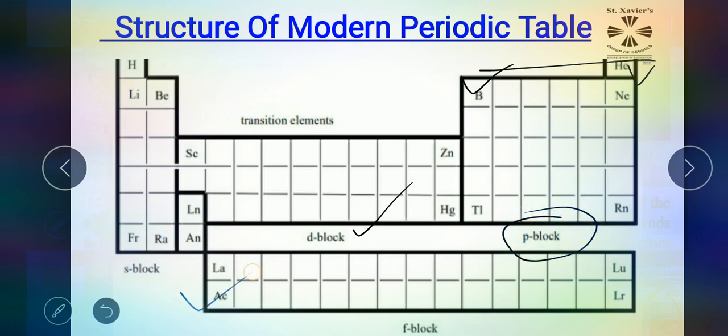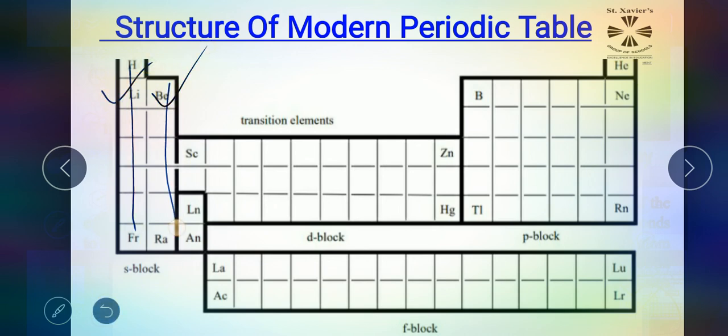And at the bottom of the modern periodic table you will see there are the lanthanide and actinide series, and they belong to the F block. I'll repeat, students. Here the modern periodic table is divided into blocks. A total of 4 blocks are there in the modern periodic table, and these blocks are like this.